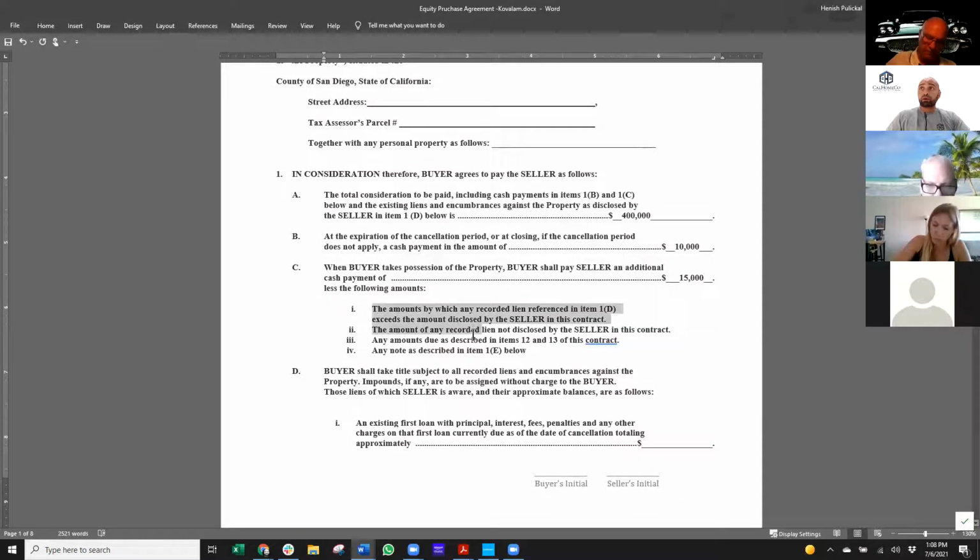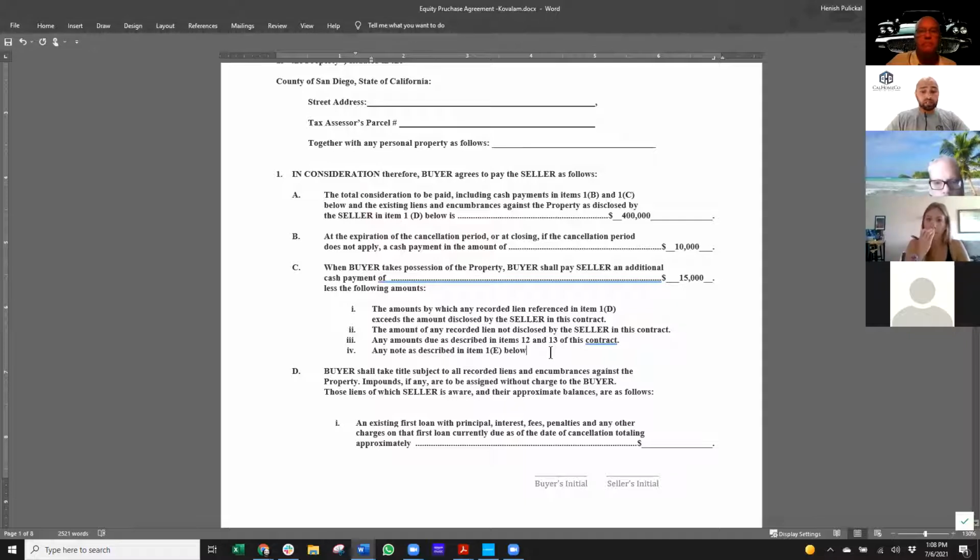So it says here the amounts by which any recorded liens... So this number can decrease or increase if the liens on the property are higher or lower than what we had understood them to be prior to executing this contract. Does that make sense? So if I thought that the mortgage payoff was $250,000 and actually it came out to be $240,000, well, that's less that I owe the bank. That's $10,000 more I can give to the seller. And per this contract, I would give that to them, right?